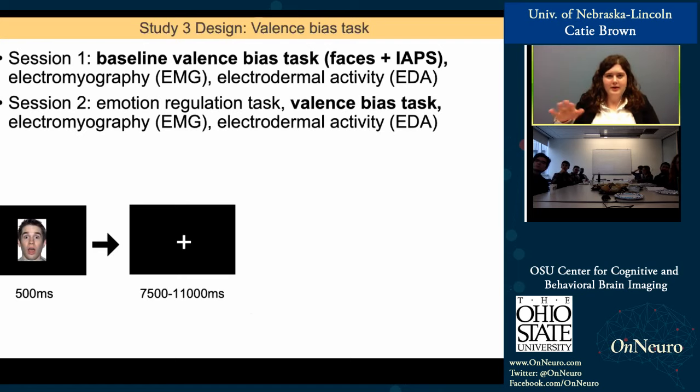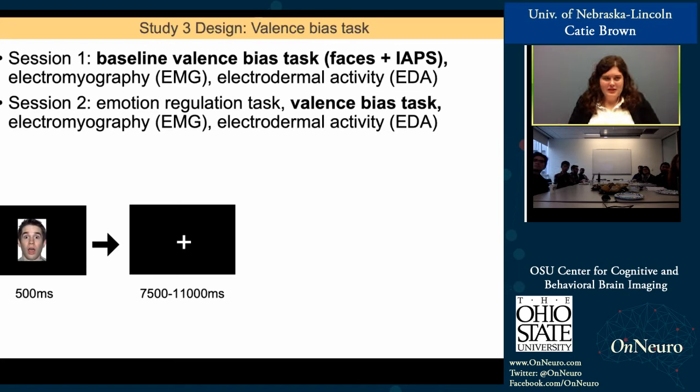Because our friend EDA takes a few seconds to show a response, in that other graph, over a 10-second period is when you see the rise and fall. We extended the fixation period so that we can see the full response to each individual stimulus. I will say that some participants did seem to get annoyed by this. Imagine just sitting in silence for 7 to 11 seconds and not knowing when the next thing is going to come.